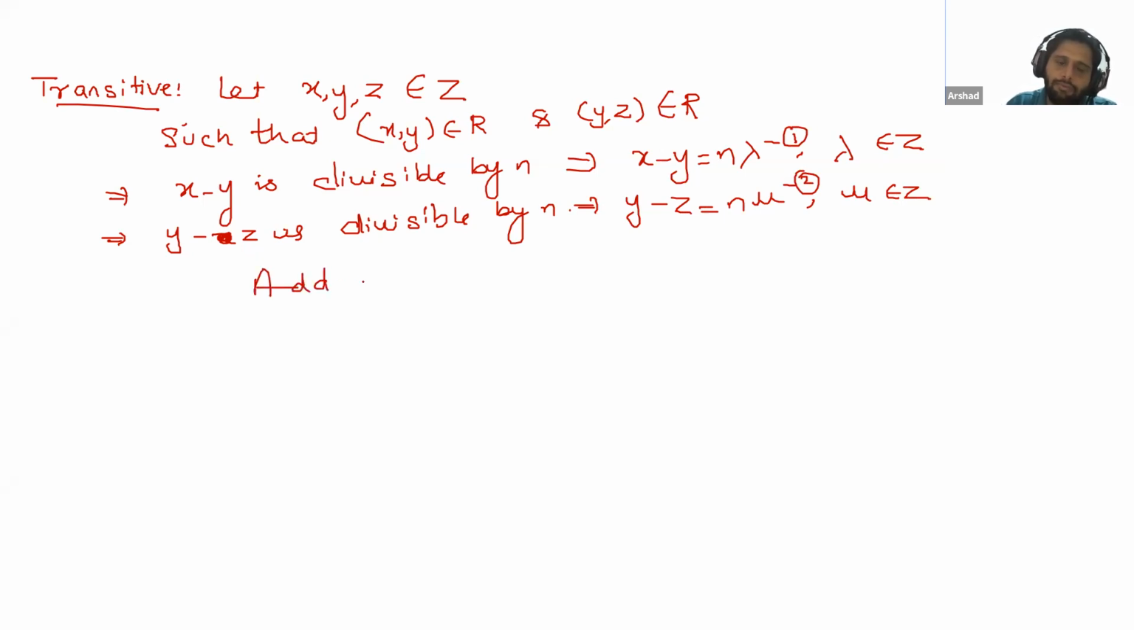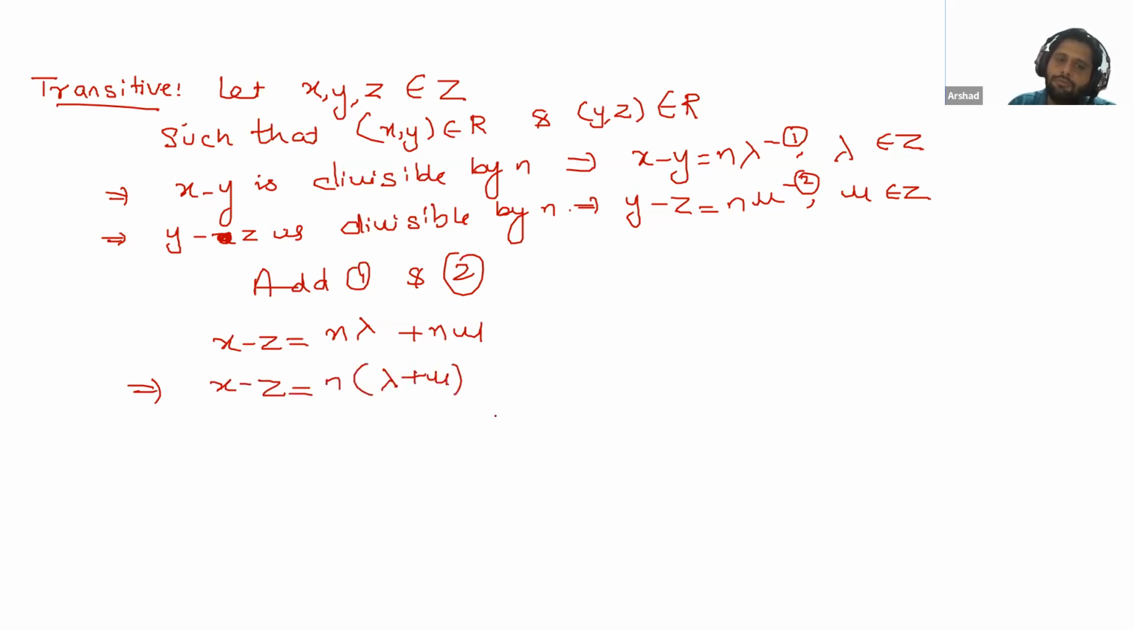So add 1 and 2. If you add 1 and 2, please check here, y will get cancelled out and you will get x minus z, which is equal to n lambda plus n nu. From this, you can take n common, so you will get lambda plus nu. This implies x minus z is divisible by n, so this implies x comma z belongs to the relation R.